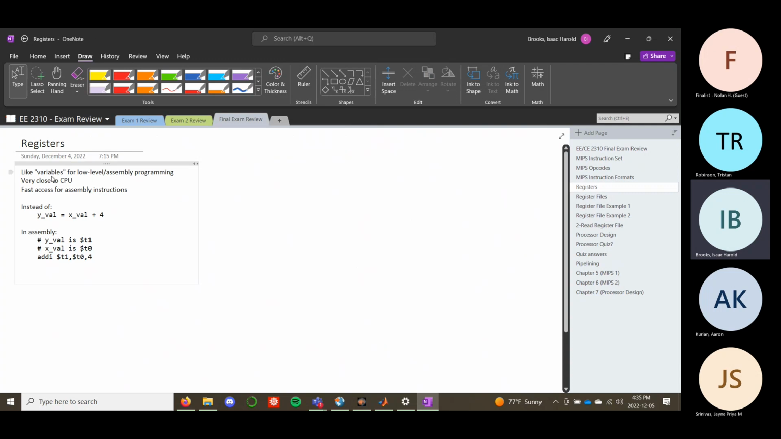Registers, you probably use them. They're like variables. The advantage of using registers for CPU commands and for assembly is because they're right there. The CPU can access them very quickly. So instead of having to go grab the contents of a variable from memory, they're right there. The CPU can access the register file very quickly. So that's why when you work with assembly, it's very low level, close to the CPU. And that's why our variables are registers, because you're actually accessing the register file and you're not loading things from memory unless you use a load word or a store word.